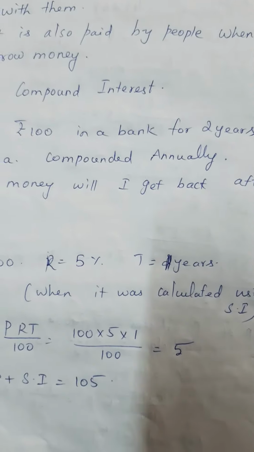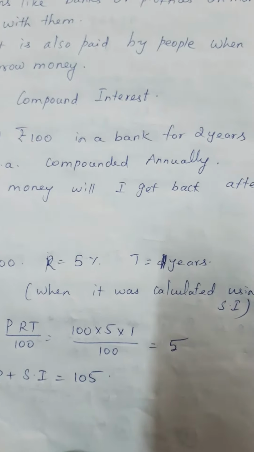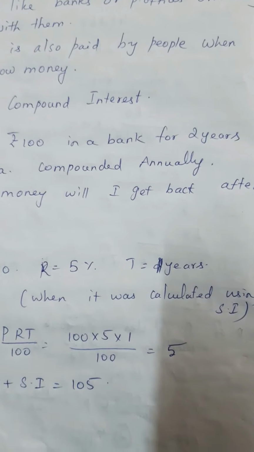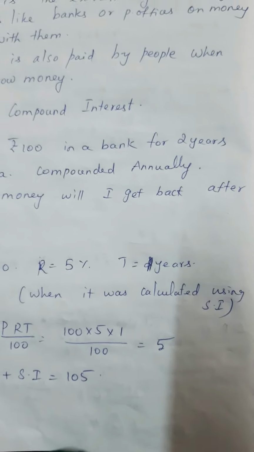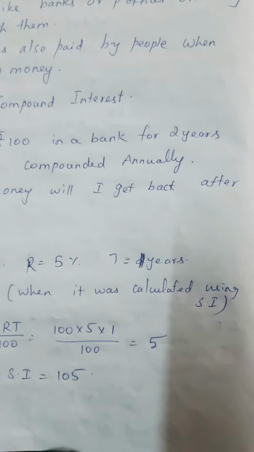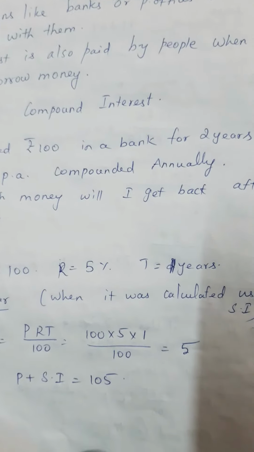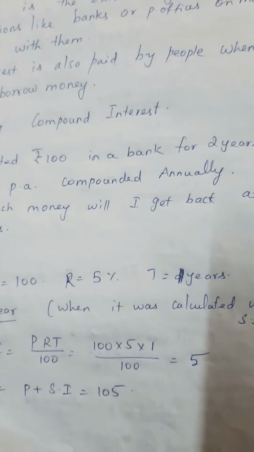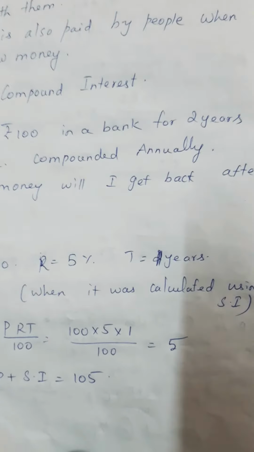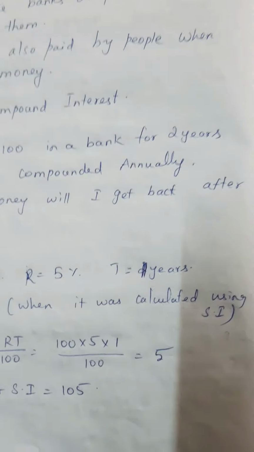But in compound interest, the calculation is a little bit different. First we deposit 100 rupees in the bank in the first year. At the end of the first year they will calculate the interest, so you will get 5 rupees, isn't it? You cannot take it from the bank as it is. They will add those 5 rupees to the amount you deposited. So you deposited 100 rupees in the bank, and they will accumulate this 5 rupees with that.